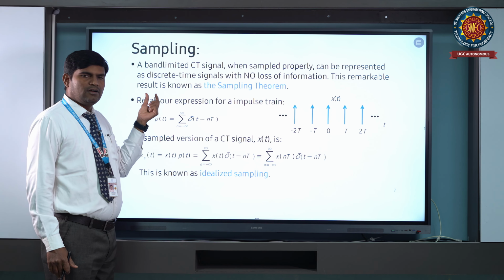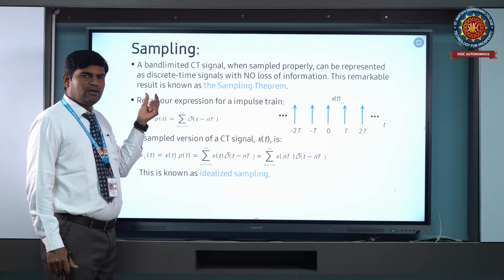So P of t is equal to summation n equal to minus infinity to plus infinity del of t minus nT. That means it is a combination of impulses at regular intervals of time T. Here T indicates the sampling time interval. The sampling time interval Ts is less than or equal to 1 by 2Fm, the reciprocal of twice the maximum frequency.